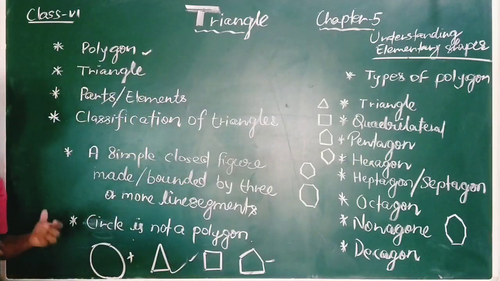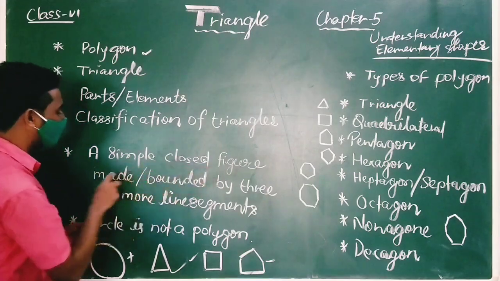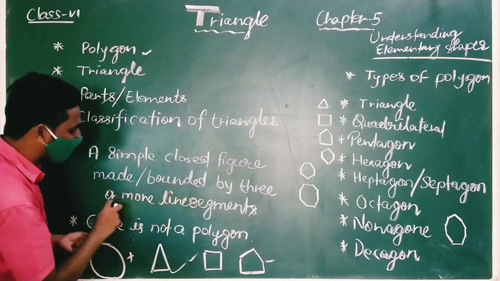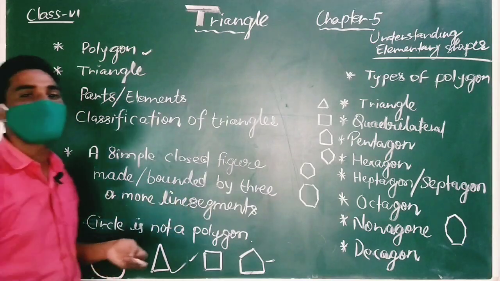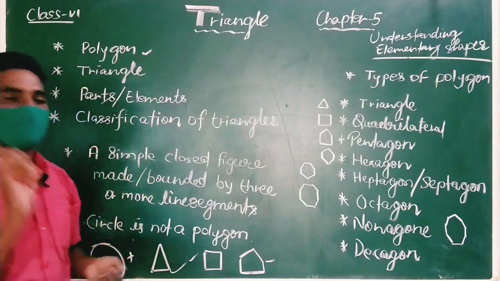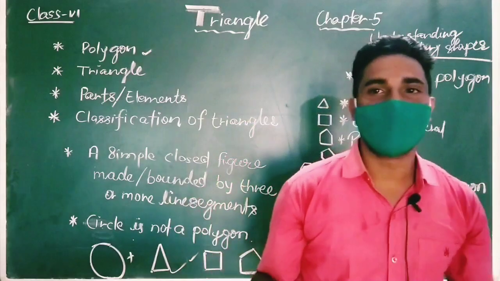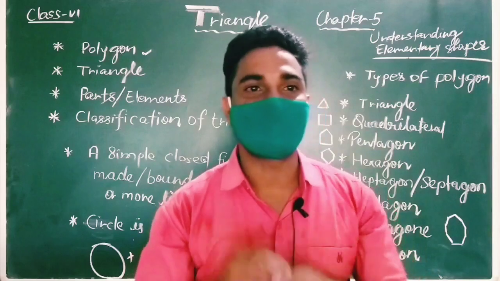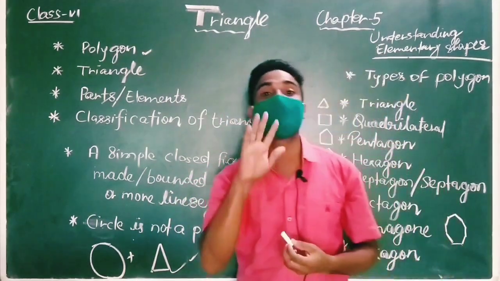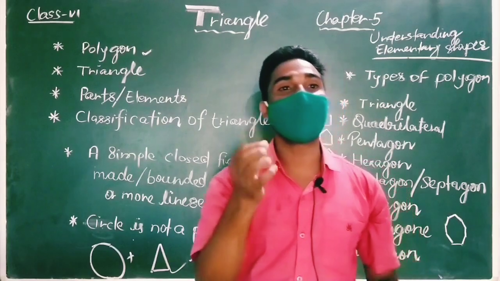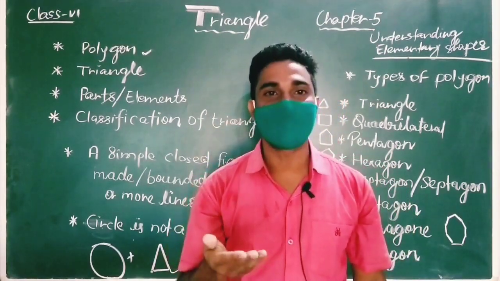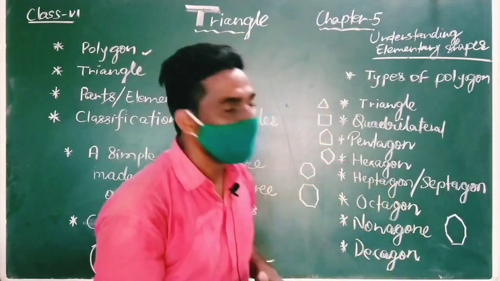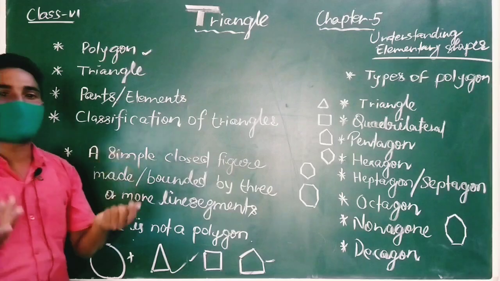So the definition is written: it's a simple closed figure or a simple closed geometrical figure which is made or bounded by three or more line segments. Line segments, I mean to say sides. So any picture which you see around you, that is made by line segments, I mean to say made by sides. And how many sides should be there? At least 3 sides. So any picture which is made by using 3 sides or more sides, maybe 4 sides, maybe 5 sides, all will be said as a polygon. So polygon is a figure bounded by 3 or more line segments.